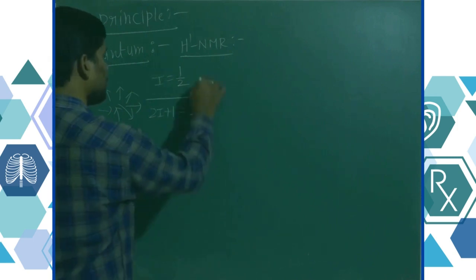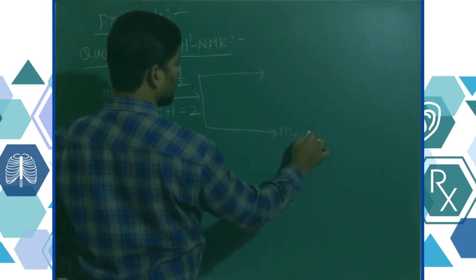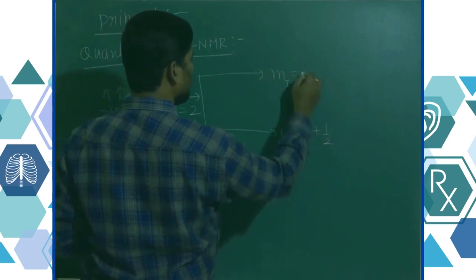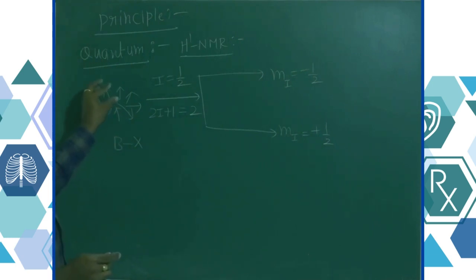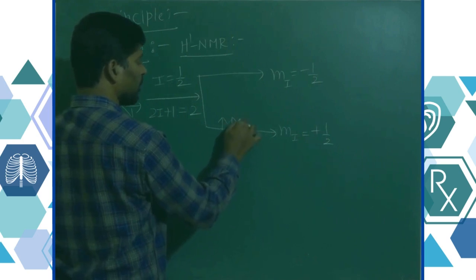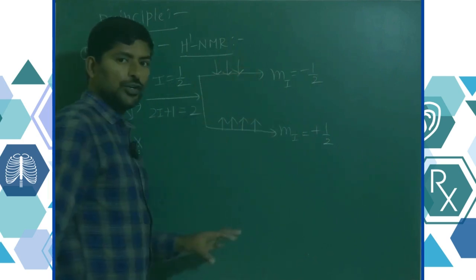So it's split into 2 levels. Those 2 levels are differentiated by MI values: MI value plus 1/2 and minus 1/2, upward orientation and downward orientation. For example, here I am taking 7 protons, with 4 protons present with upward orientation and 3 protons present with the downward orientation.